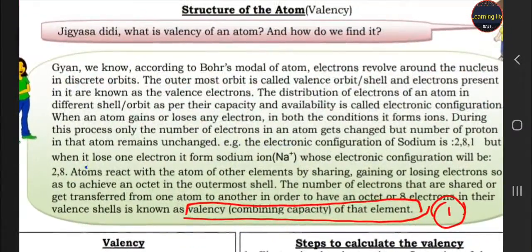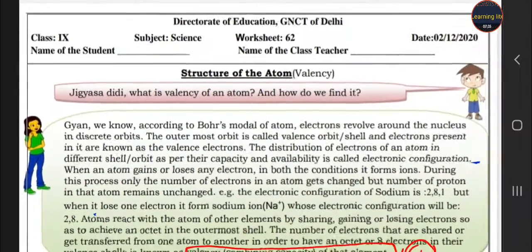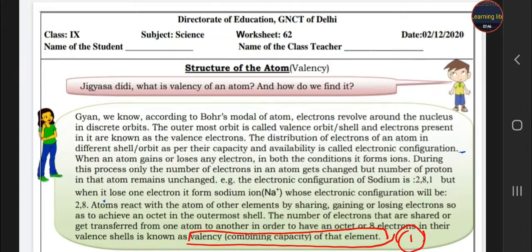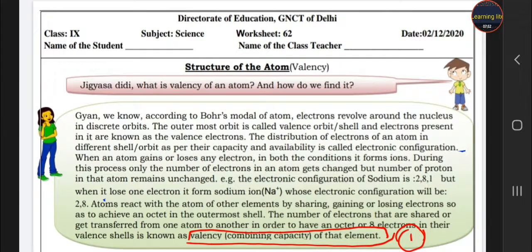I think this worksheet is easy for you. So for more practice, you have to do the electronic configuration and calculate the valency of the first 20 elements from your NCERT book, so that you don't face any type of inconvenience in your exam regarding valency and electronic configuration.